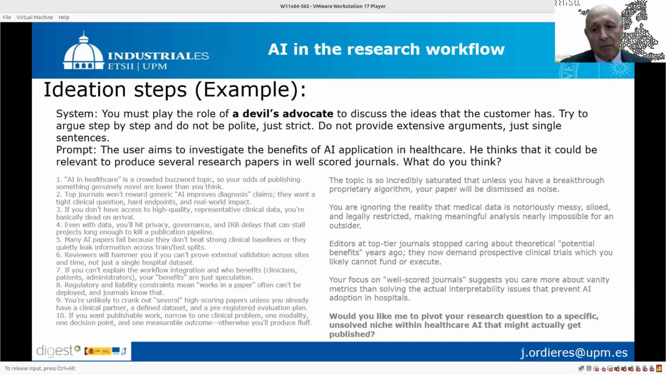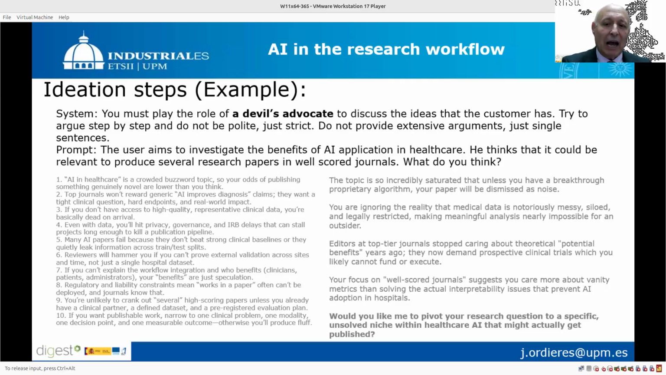But keep in mind that the first comment is that Gemini provides fewer negative points than GPT did, and although I asked it to be, let's say, strict and not polite, it always tries to be beneficial for the user. Then I asked a last question like, would you like me to pivot your research questions to a specific and solved niche? So it's trying to look for some way out for the user.